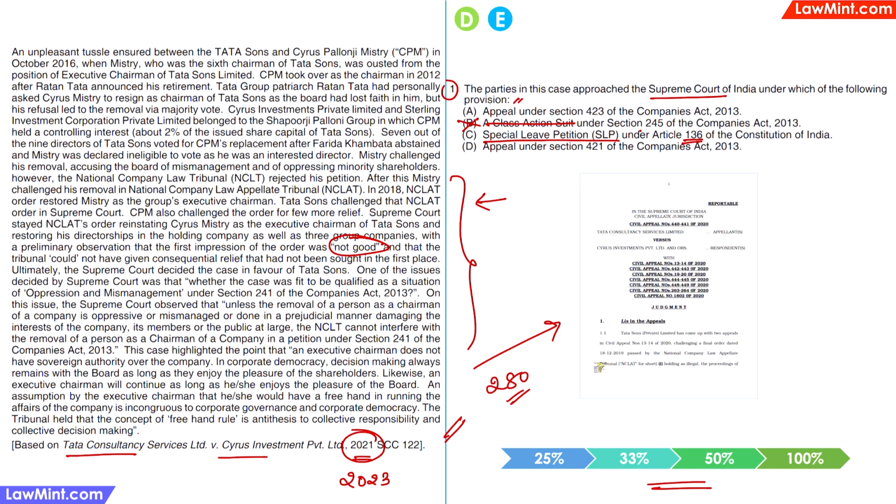But nowhere in the passage is there any question raised about the actual laws affecting this case, such as the Companies Act. So this cannot be a SLP situation because the law is not being questioned here. So that eliminates option C. Now we are left with sections 421 and 423.